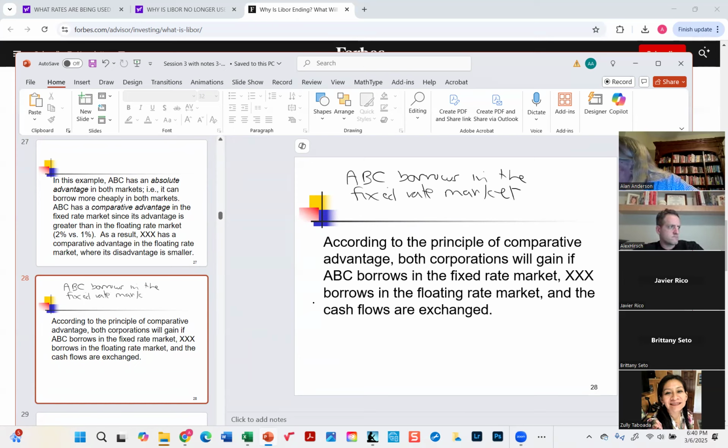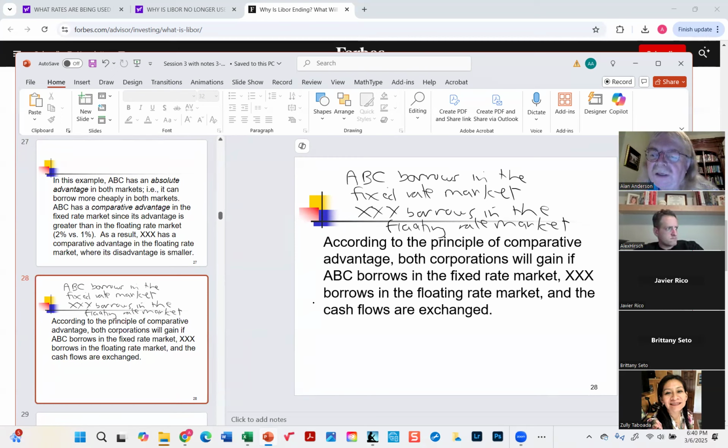And of course, XXX in the floating rate market. So normally you'd say, so what's the big deal? But this is not what they want. So we're going to assume ABC would actually prefer to borrow floating, and XXX prefers to borrow fixed. So in order to carry out this little transaction, they have to borrow in the other market, the one that they're not really excited about borrowing in.